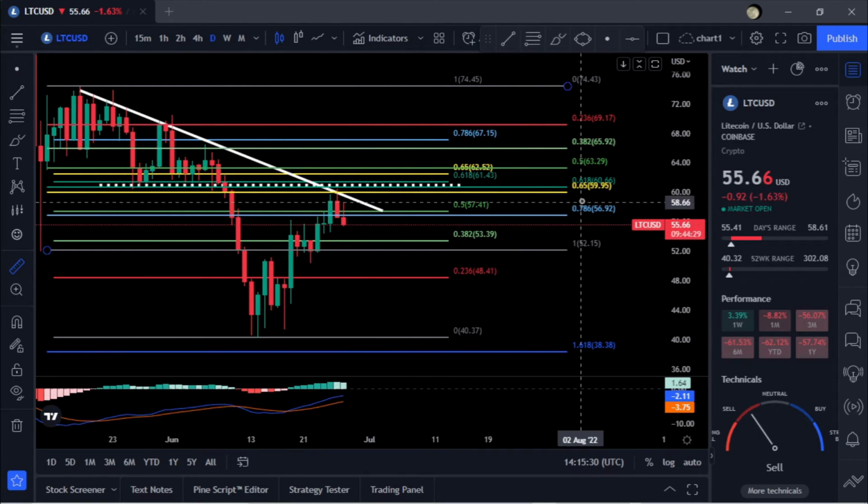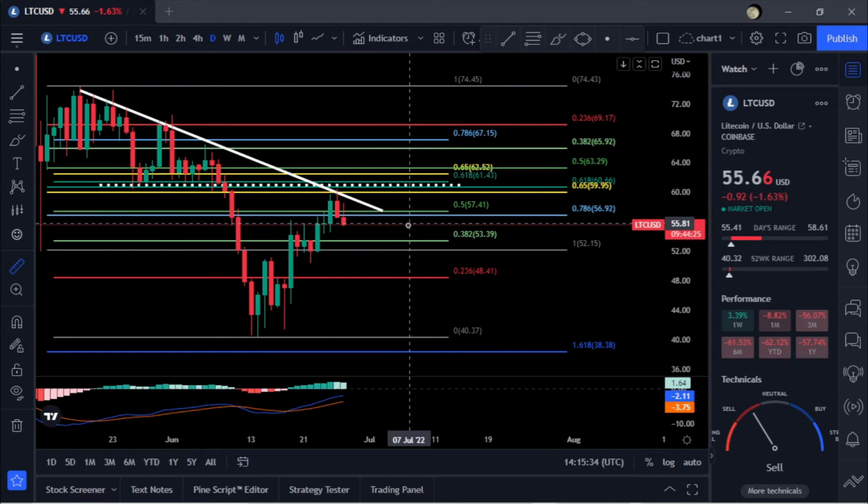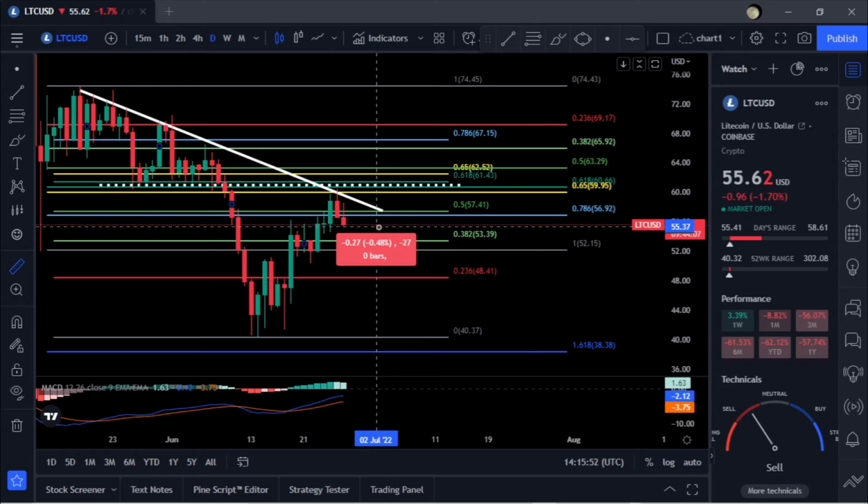And if you move down, you can see that you need to hold the 786 here at 56. And unless you get bought back up here, the price is going to keep moving down. You do have almost 9 hours left on this candle. So this candle could absolutely get bought back up like this one, and you could still hold the 786. But if you lose the 786, you just keep going down.